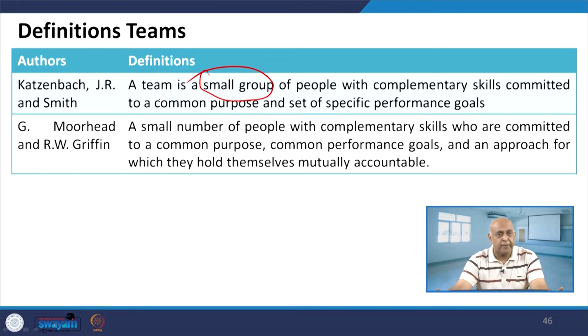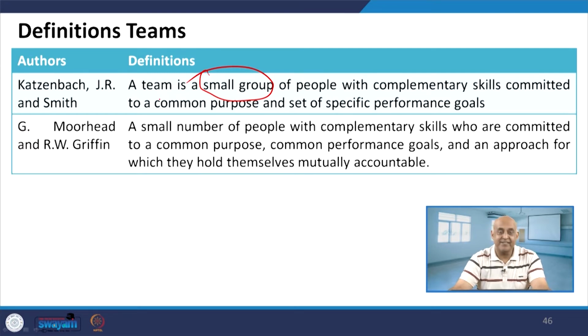Now, that common purpose, if we are talking about the overall organization, a multinational company, then this small group will be a much larger group. But when we talk about a section of that multinational company, then it will be a small group. So, again it is a common purpose and a specific performance goal. Once the goal has been achieved, that particular team will stop functioning.